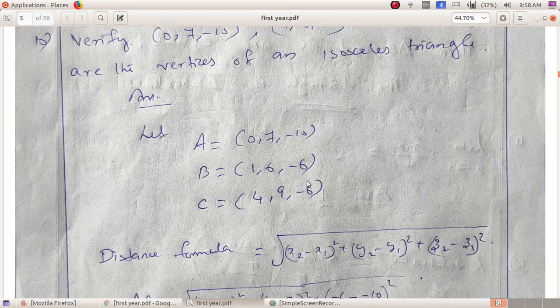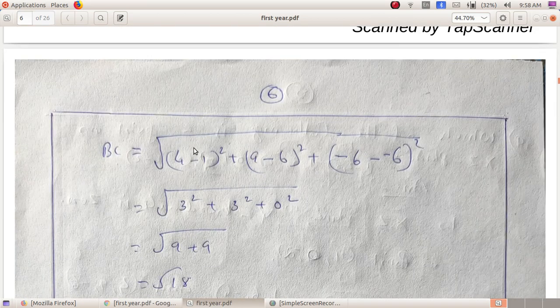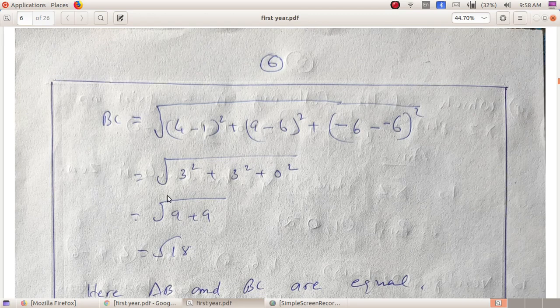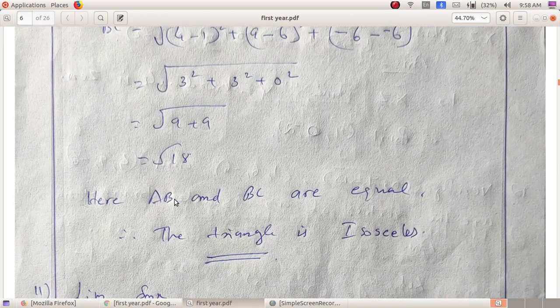So x1, y1, z1, x2, y2, z2. That is 4 minus 1, 9 minus 6, minus 6 minus 6. Okay. This one. So 3 square, minus 6 plus 6 is 0. So the answer is what? Root of 18. So in this triangle AB and BC are equal. These two sides are equal. Therefore, it is an isosceles triangle.